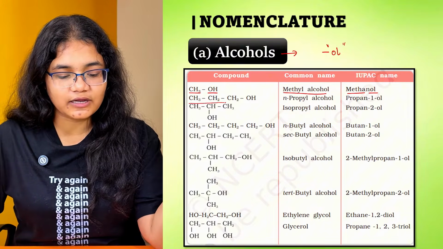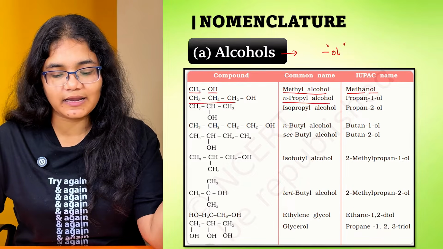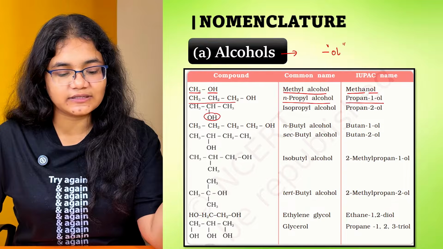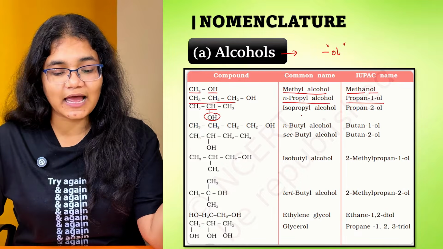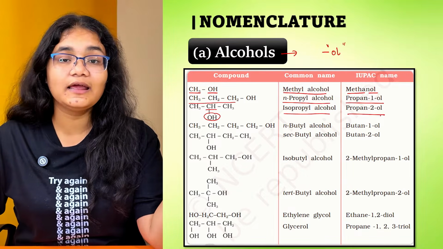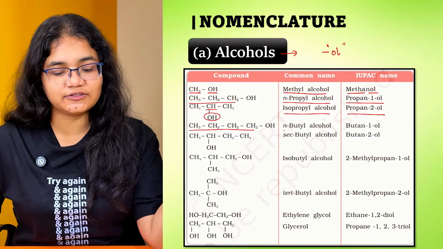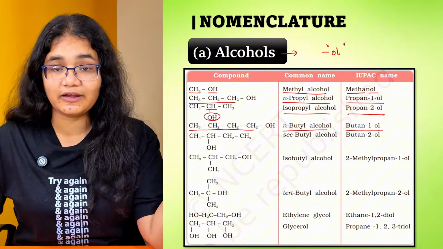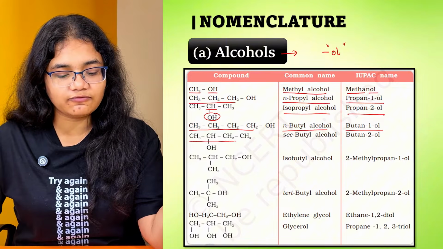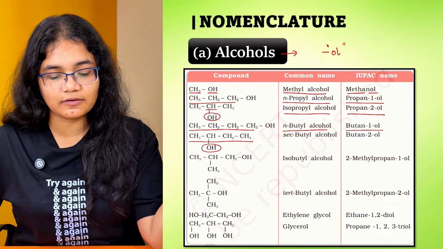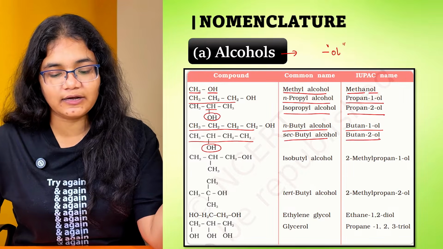Next, if you have three carbons in one chain, then it is n-propyl alcohol or propane 1-OL. Now, if you have the OH group on the second carbon, then we call it isopropyl alcohol or propane 2-OL. Next, we have all four carbons in one chain, so it is n-butyl alcohol or butane 1-OL. And when you have the OH group on the second carbon, it is called sec-butyl alcohol or butane 2-OL.